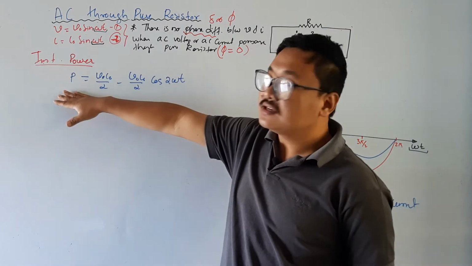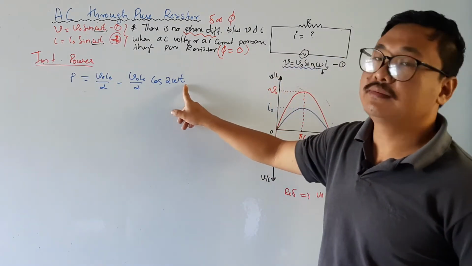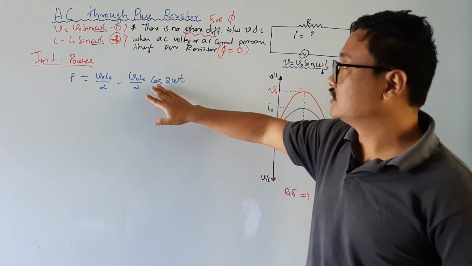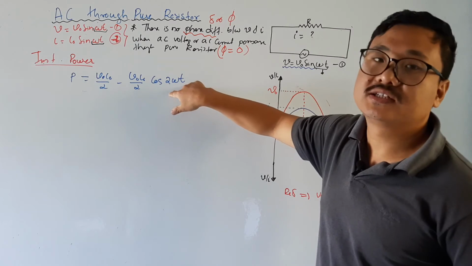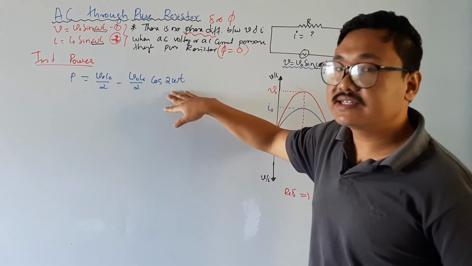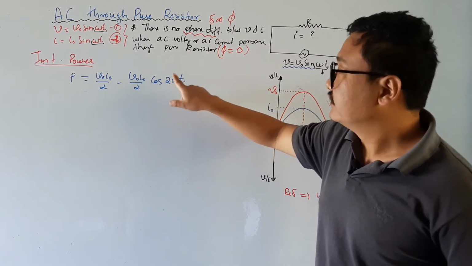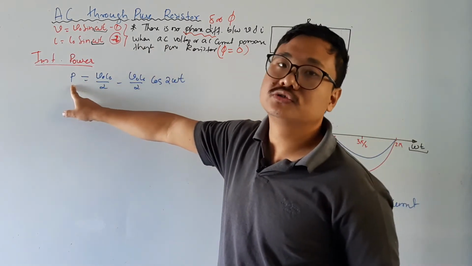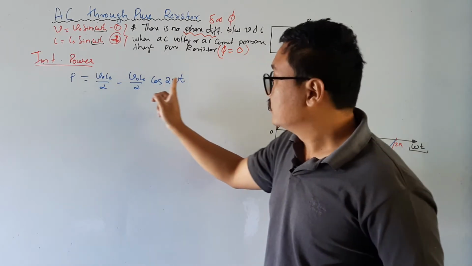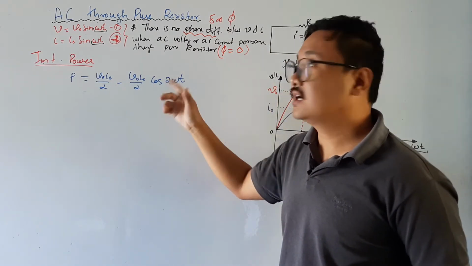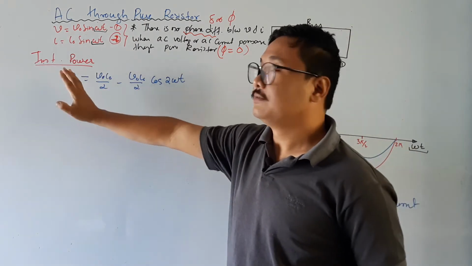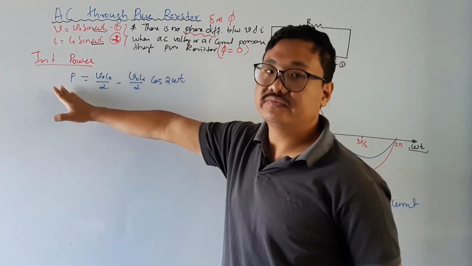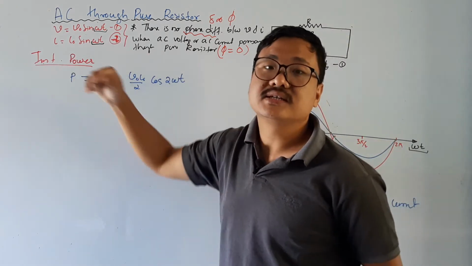But if I see this equation, there is time in it. Whenever AC current passes through any device, the time will keep on changing. If the time keeps on changing, then power should also change. So we are calculating here the instantaneous power. At 10 seconds, the power is different. At 20 seconds, the power will be different. That is why we call this instantaneous power.